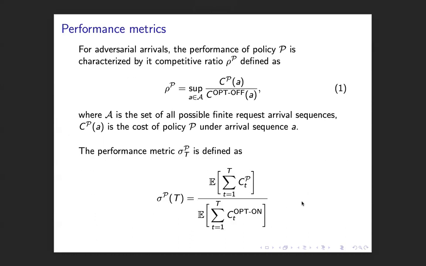We consider the following performance metrics. For adversarial arrivals, we consider the performance of policy P as a competitive ratio. We take the supremum over all arrival sequences and we compare with the optimal offline policy the cost of our proposed policy P. The performance metric sigma is defined as the total expected cost incurred under the optimal online policy versus the total expected cost incurred under policy P.